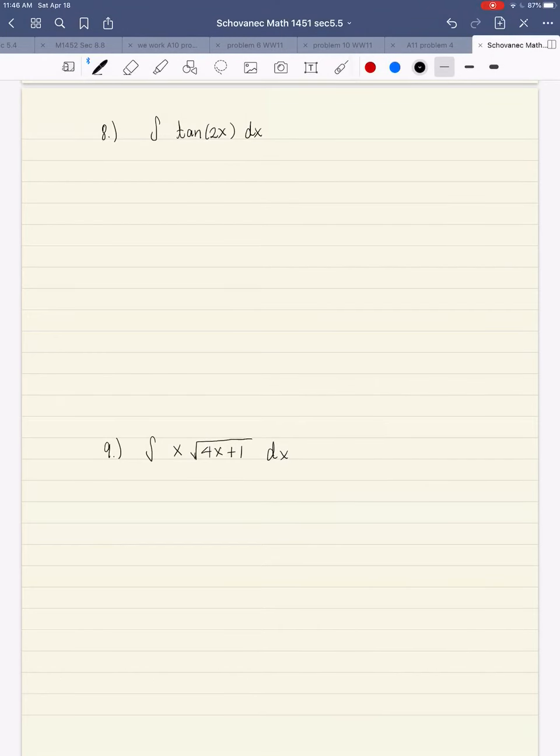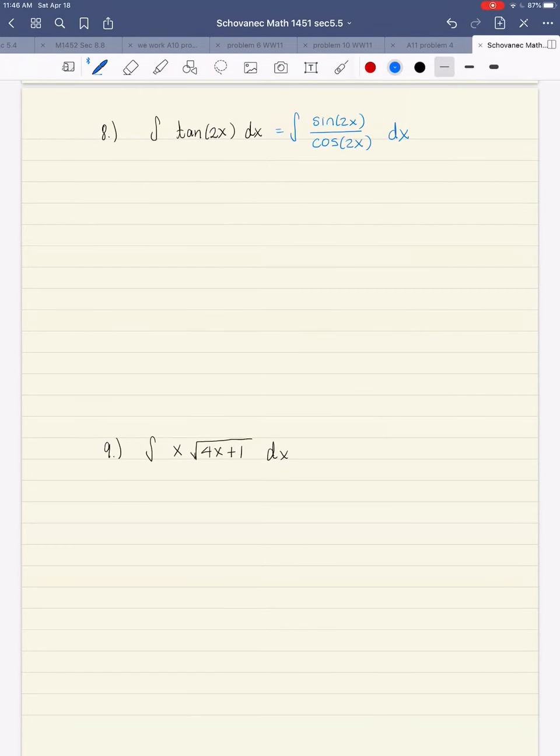What takes the additional step here is that we don't have an integral of the tangent of u. So what we've got to do first is rewrite that as the sine of 2x divided by the cosine of 2x. The trick here is to recognize that one of those trig functions is the derivative of the other. I've just got to know which way to place my u.